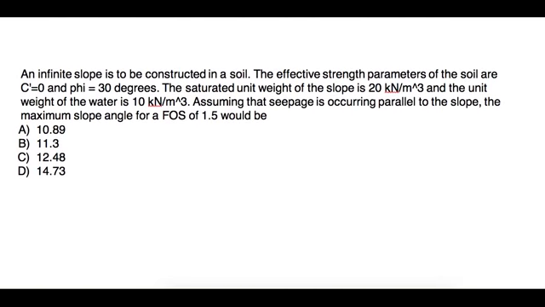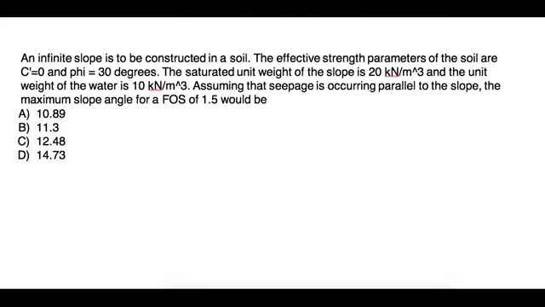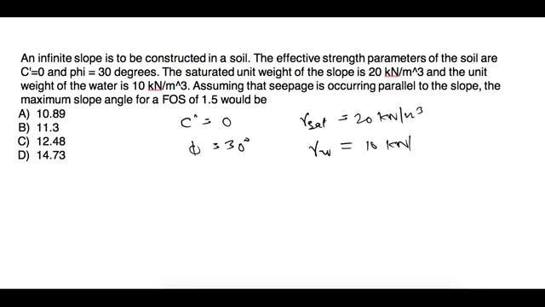Now the next question is, an infinite slope is to be constructed in a soil. The effective strength parameters of the soil are c dash equal to 0 and phi dash equal to 30 degree. The saturated unit weight of the soil is 20 kilonewton per meter cube, that is gamma saturated equal to 20, and the unit weight of water is gamma w equal to 10 kilonewton per meter cube.